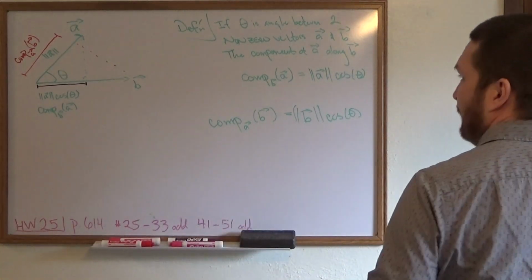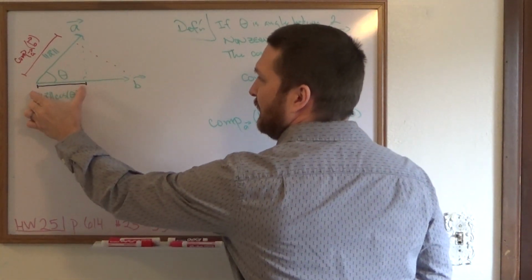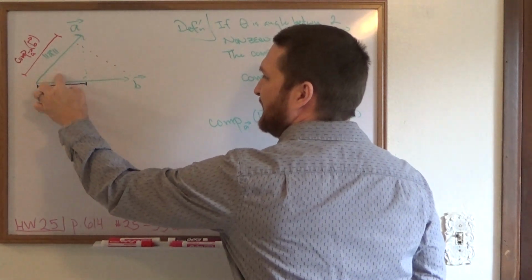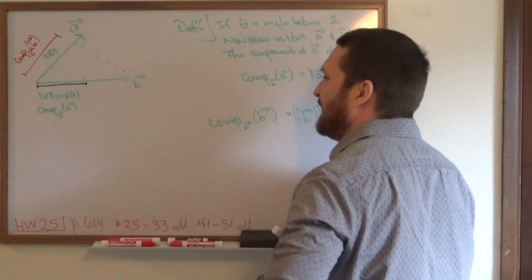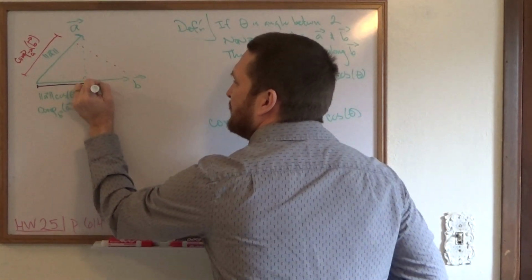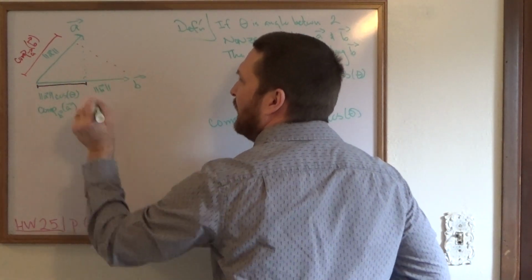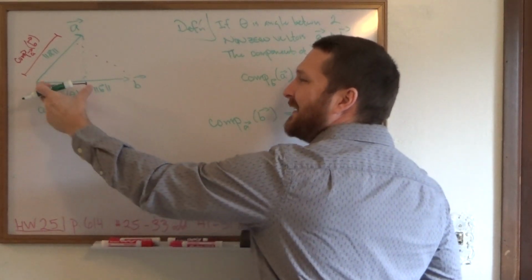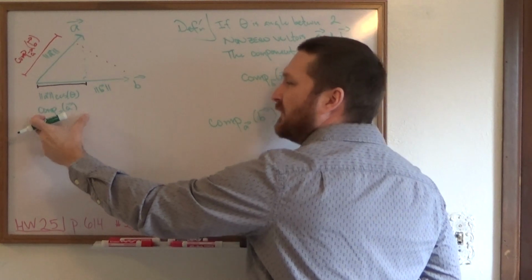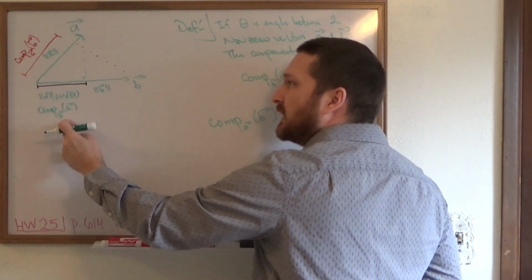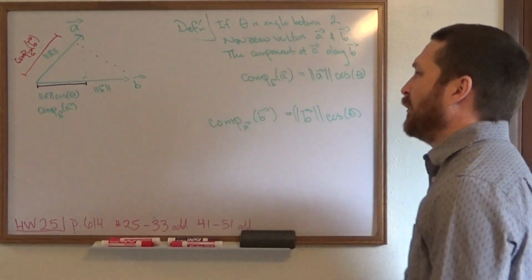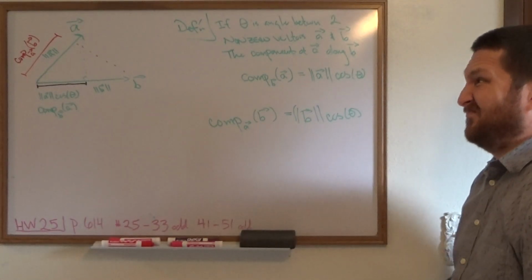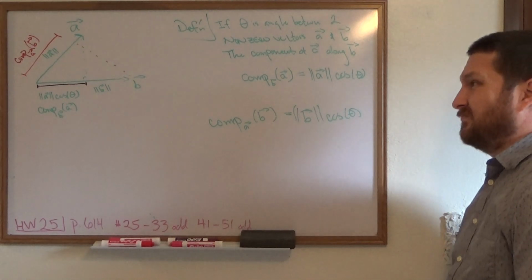Same problem. We want to find this length. But let's say we don't know what theta is. Let's say we know the magnitude of a and the magnitude of b, and I want to find this length right here. In other words, I'm trying to find the component of a along b, but I don't have theta. You can find theta with tangent. Or no, not tangent. Cosine. Cosine of theta equals magnitude of b.